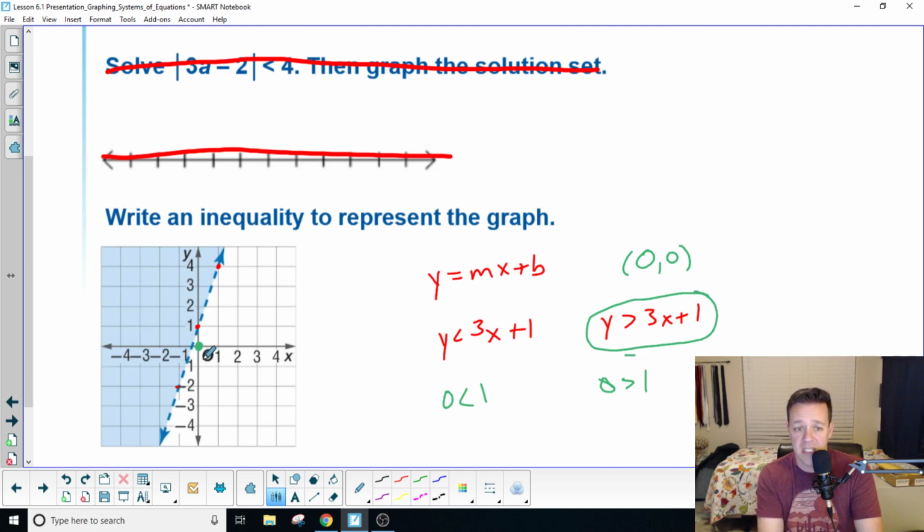If I wanted to test a point that's legitimately on the line, I could go 0, 2 as a point. Okay. And if you do that, you'd have 2 here. You plug in a 0 there. Is 2 greater than 1? Yes, it is. So we know we're on the right track and that this is the actual equation.